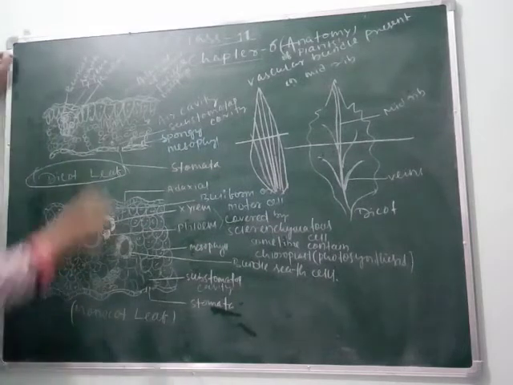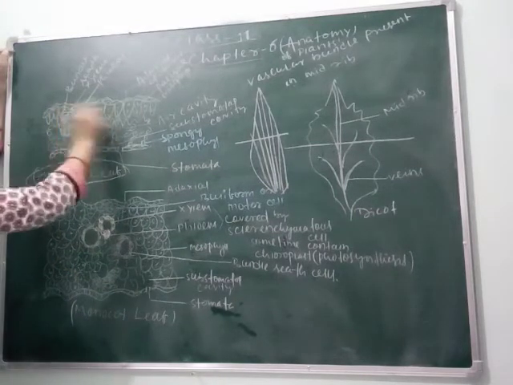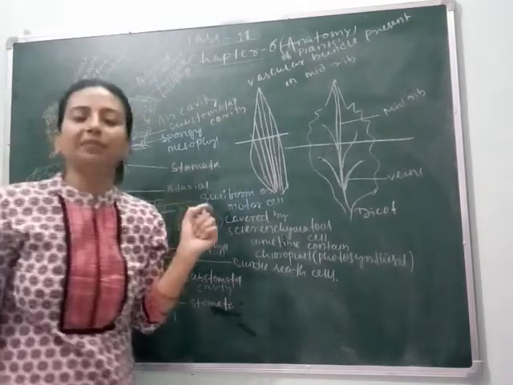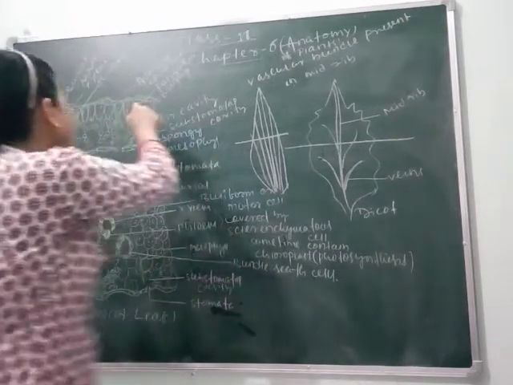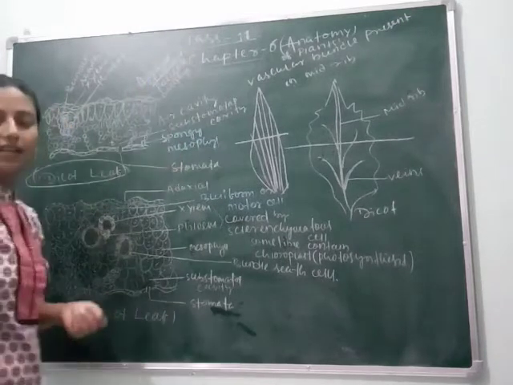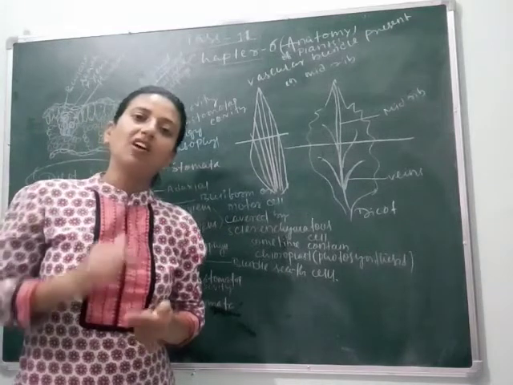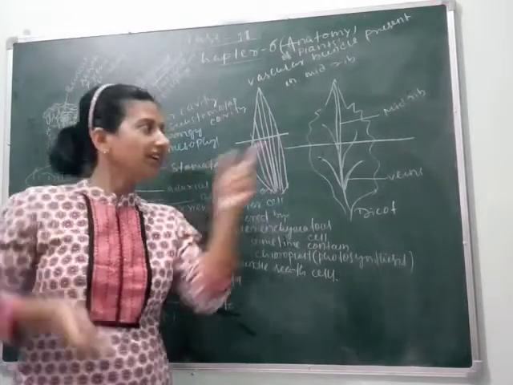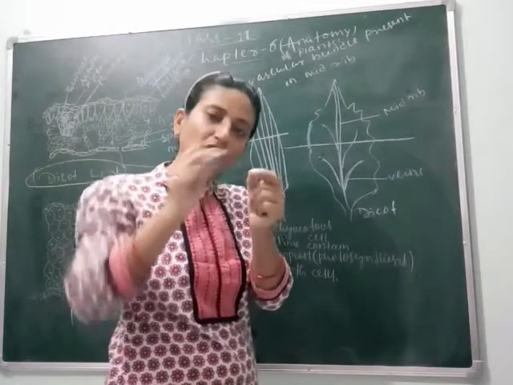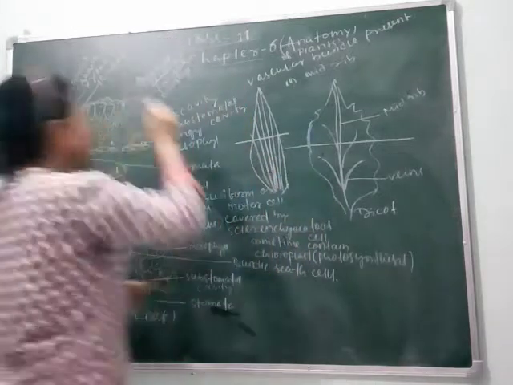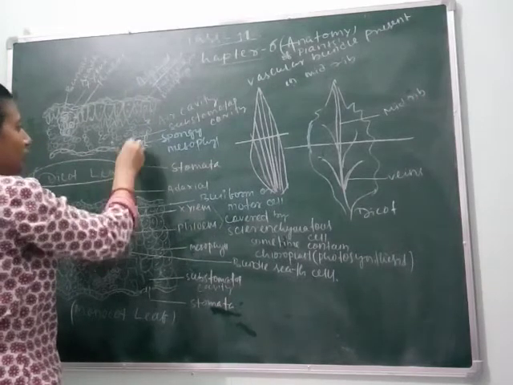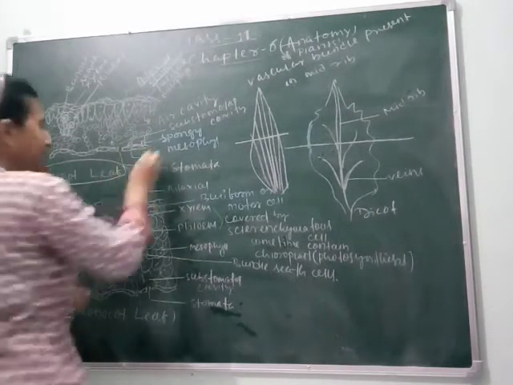So let's see. This is a dicot leaf. Here are different structures. The upper layer, as we know, is called epidermis. Here in biological terms, I have written that this is adaxial epidermis. Adaxial epidermis means upper epidermis. If this is a leaf, then it has its upper surface and lower surface. Remember, the upper surface is called adaxial and the lower surface is called abaxial.